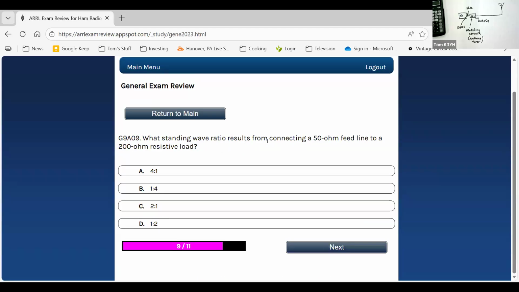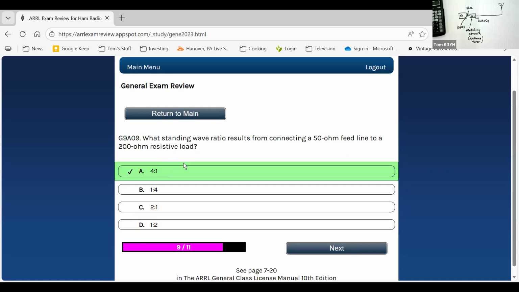All right. This is easy. Standing wave ratio. You've got the impedance of the feed line and the load, whatever the ratio is, that's the SWR, and it's always greater than 1. So 1 to 4 and 1 to 2 are not the right answer. So it's 200 divided by 50, which makes a 4 to 1 SWR. So just whichever is bigger, divide.